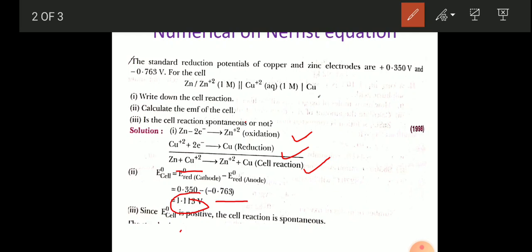Since this E cell value is coming positive, the cell reaction is spontaneous. If the E cell value comes negative, the cell reaction is not spontaneous. So we have solved this problem.